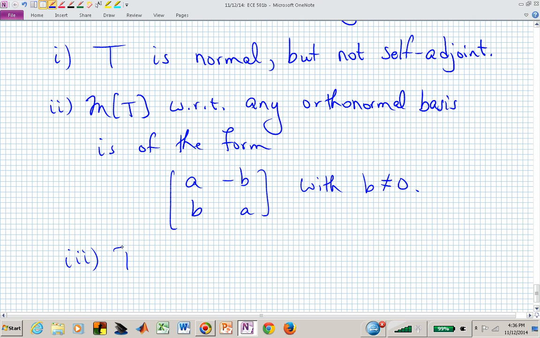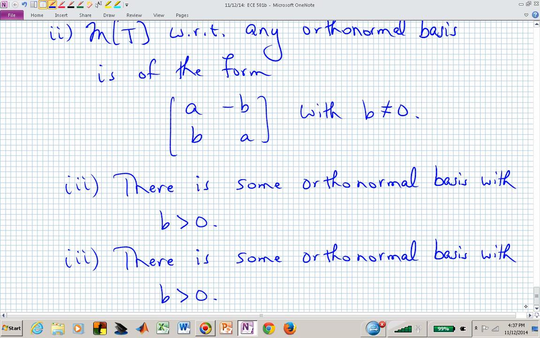And 3, there is some orthonormal basis with B positive.